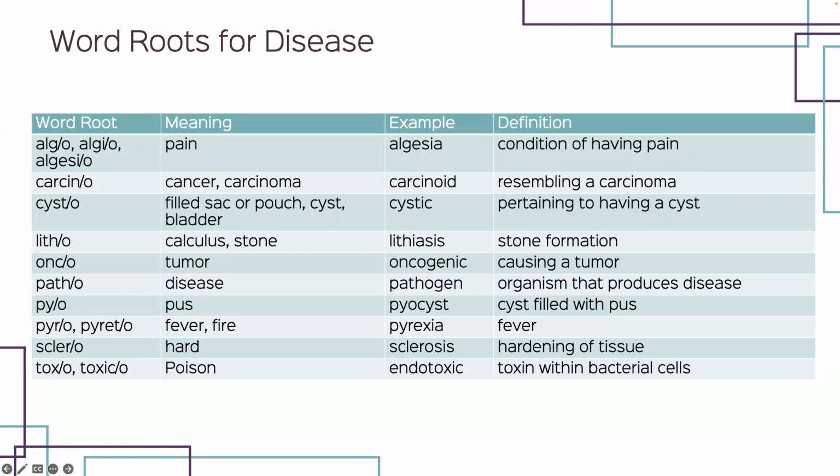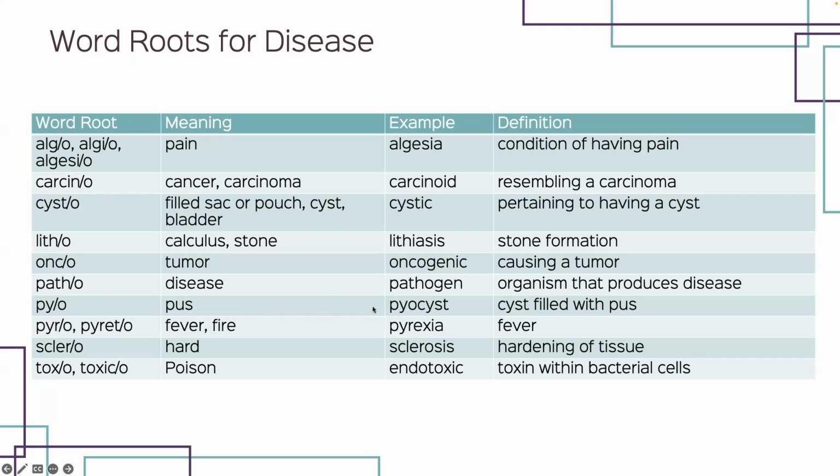So our word roots for diseases, you have again some meanings in the middle that are for like pain, cancer. Cysto is going to be for a filled sac. So it's just going to mean like a cyst. So if something is cystic, then it's pertaining to having a cyst. Onco, that's going to be for a tumor. So oncogenic. So if you look at your suffix for genic, then that just means causing. So oncogenic is causing a tumor.